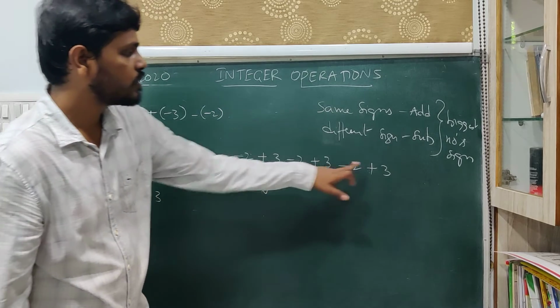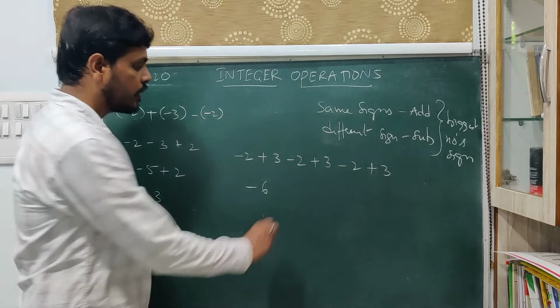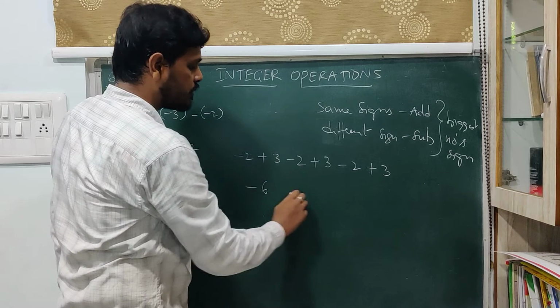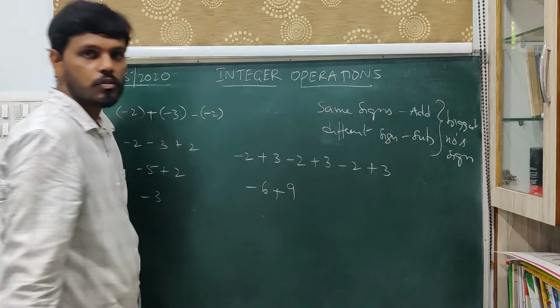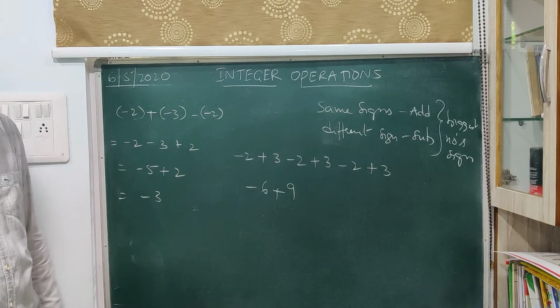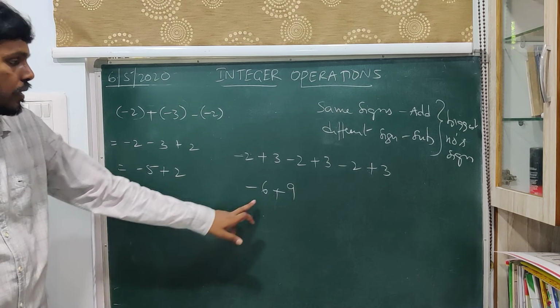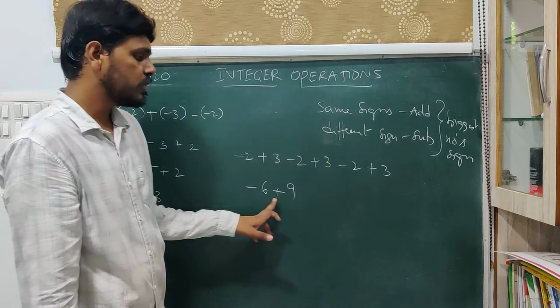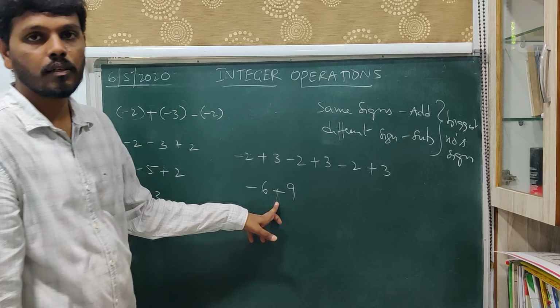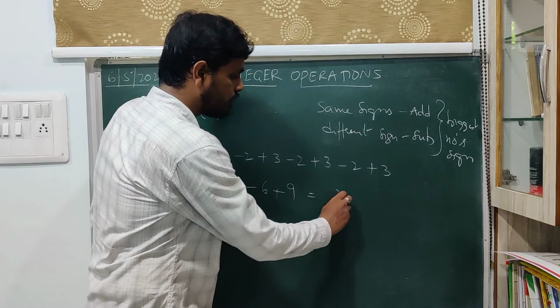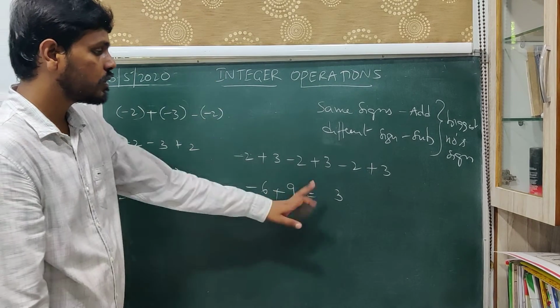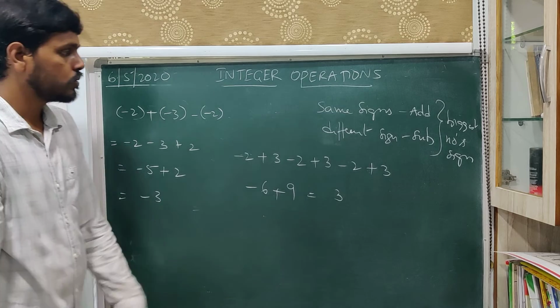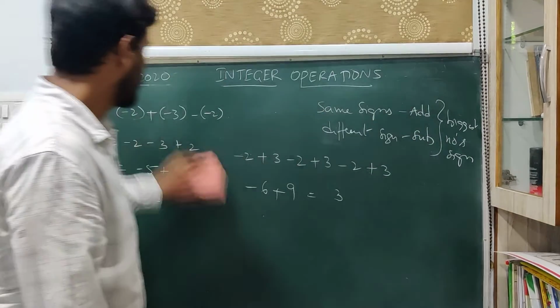Next, these are the numbers of same signs, so add them. 3 plus 3 is 6, 6 plus 3 is 9. So again there is no question of biggest number, whatever the sign that the number possesses, keep the same sign. Now coming to this, these are numbers of different signs. So you have to subtract. When you subtract 9 and 6, it is 3. Biggest number is 9, sign is positive, so it is positive 3. So that is the way to go about it.